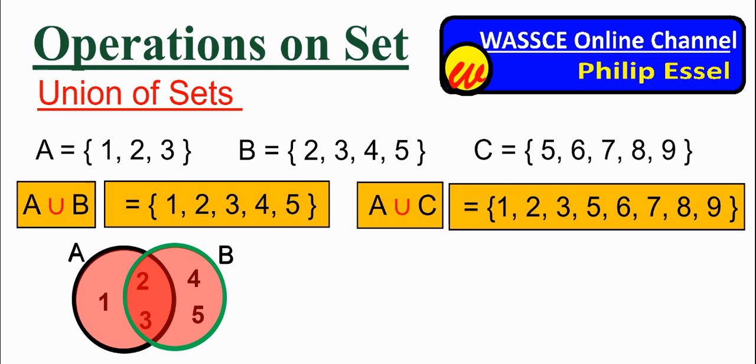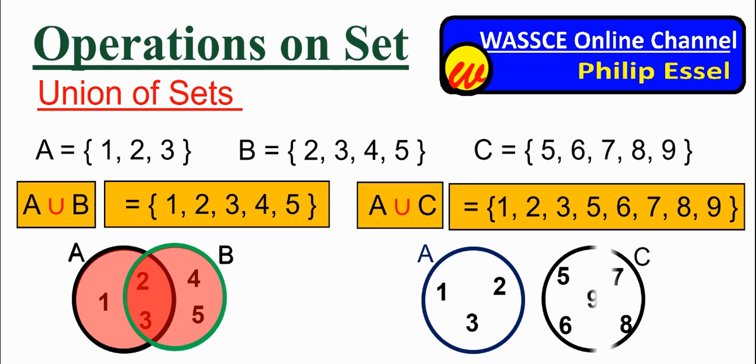Let's illustrate this with the diagram. So we have our set A with its members 1, 2, and 3, and we have our set C with its members 5, 6, 7, 8, and 9. The two sets are separated because they do not have anything in common. In other words, they are disjoint.